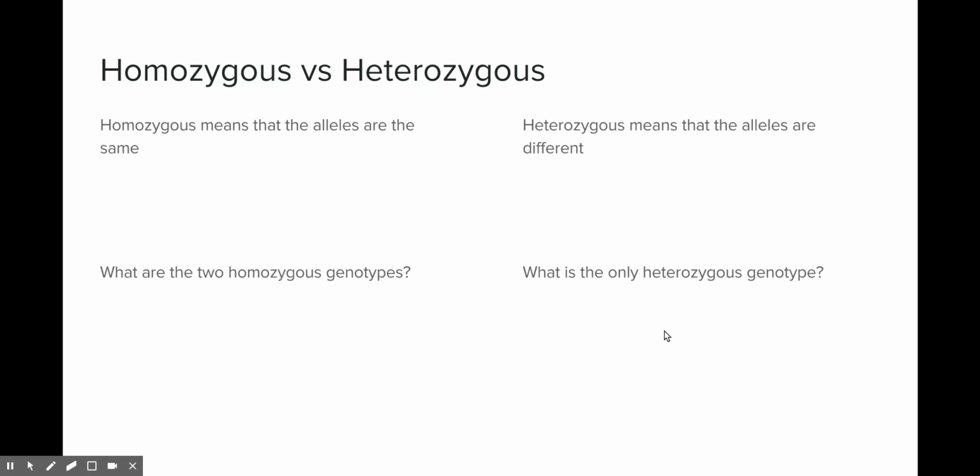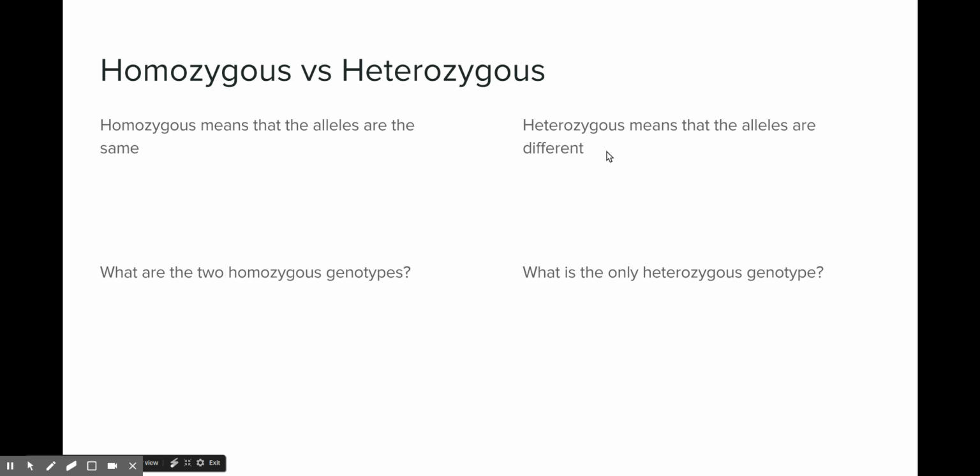All right, the next two terms, homozygous and heterozygous. Now, I'm sure that you're familiar with the prefixes homo and hetero. We see these prefixes in words like homosexual and heterosexual in the English language. Well, the prefix homo means same, and the prefix hetero means different. Just instead of sexual being at the end of the word, it's zygous, and zygous references the alleles. If someone is homozygous, it means that their alleles are the same. If someone is heterozygous, it means that their alleles are different.